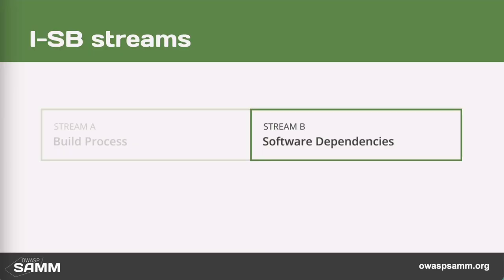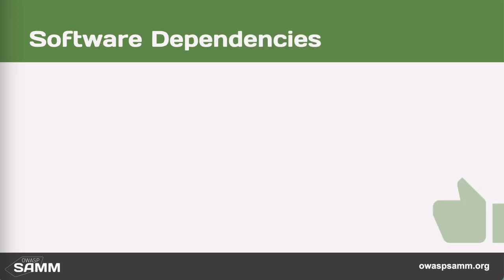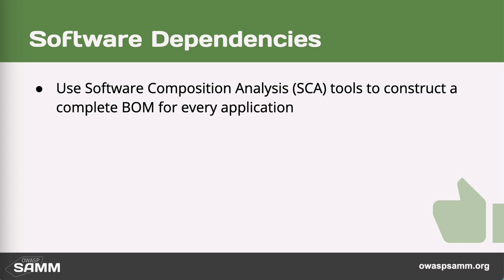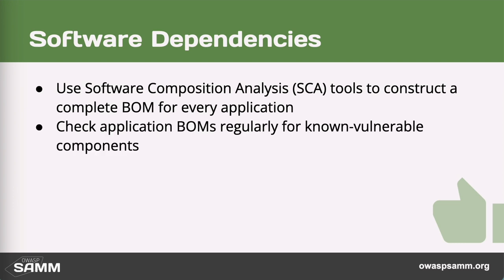The second stream focuses on a very interesting topic, very hot at the moment: software dependencies. On the software dependency side, good means the following things. We are assessing dependencies for every application. Those dependencies are being checked for known vulnerabilities.